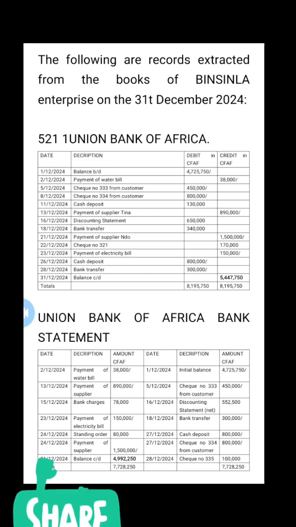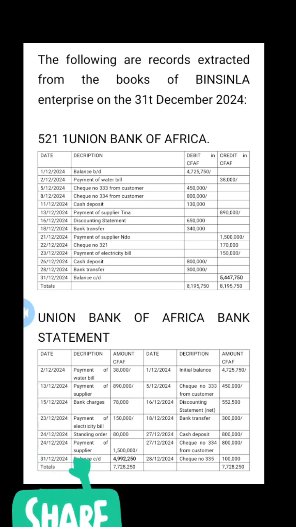Then the next one is we have bank transfers. This bank transfer on the 18th here, which is 340,000, it is not found, so it is not ticked. Then even cash deposit of the 11th was not ticked. Then the next one has cash deposit 800,000. It is also found here. And we have bank transfers of 300,000, which is also found here.